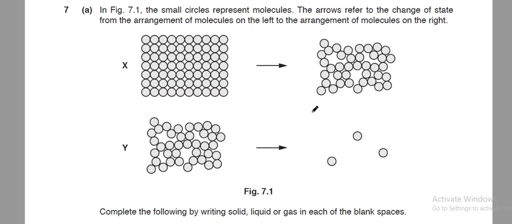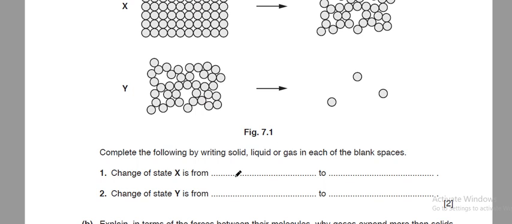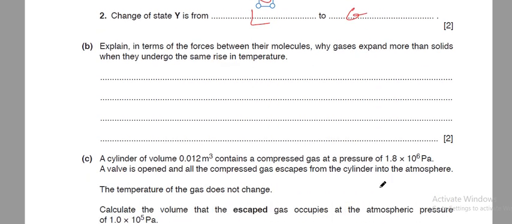Small circles represent molecules and are referred to change in state. Change of X is from certainly solid to liquid, and change of Y is from liquid to gas. Explain in terms of forces between molecules why gases expand more than solid when they undergo same rise in temperature?